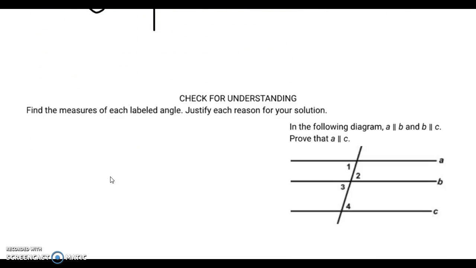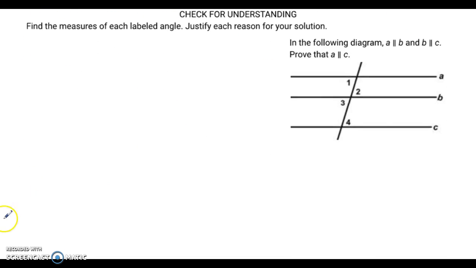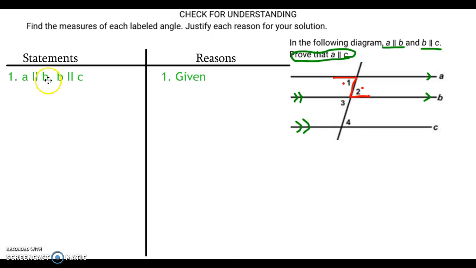Take a look at the next problem. This was the check for understanding. I'll pause the video and so should you, and then I will show you the correct answer as soon as you unpause it. All right, the first thing we wrote is that A is parallel to B and B is parallel to C because that's given. Keep in mind that we circled that proof statement.